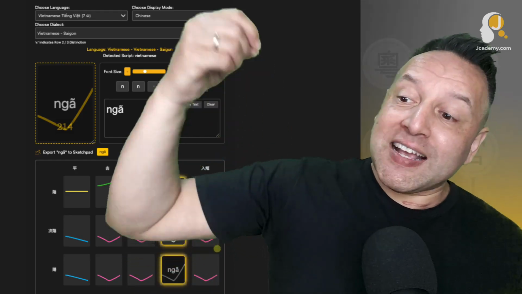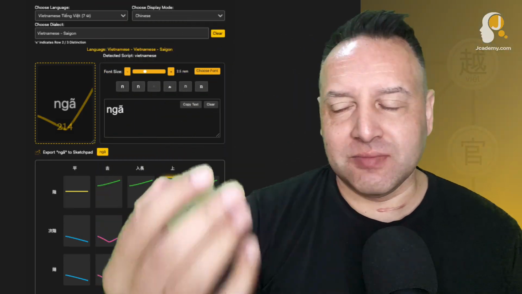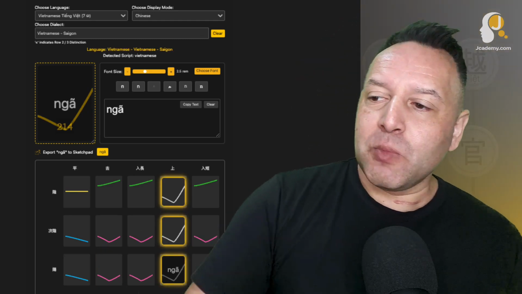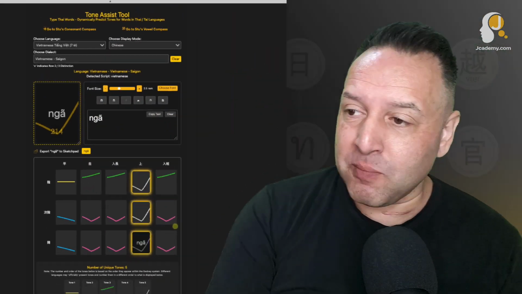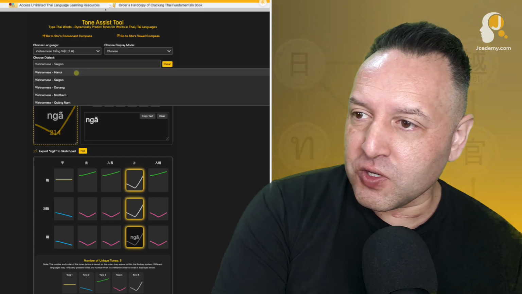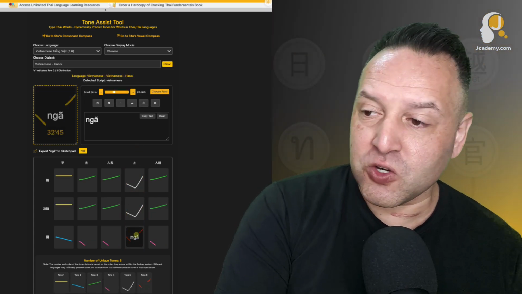So these sort of rising tones, and the nga was the yin version of it. So that's getting a little technical, but you can see how the yin and the yang merged by the time you got to the south of Vietnam. But in the north, you can see they still have this split tone down here, so it's quite different.